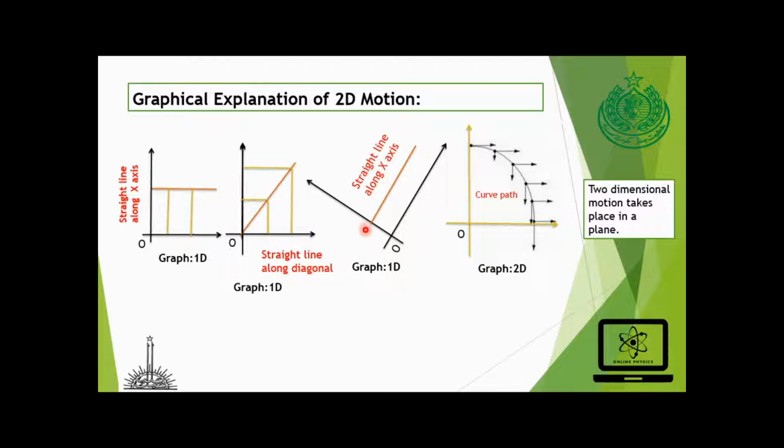So after all, we can say that if the object is moving in a line, either parallel to the horizontal axis, parallel to the vertical axis, or along the straight line along the diagonal, this is 1D. Okay, this is the main focus of today's topic, this curved path.